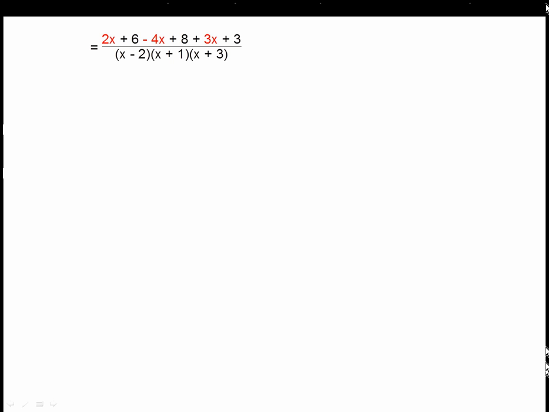My numerator is x plus 17. My denominator stays the same. Don't multiply out the denominator. It's not worth the extra step and possibly getting it wrong.